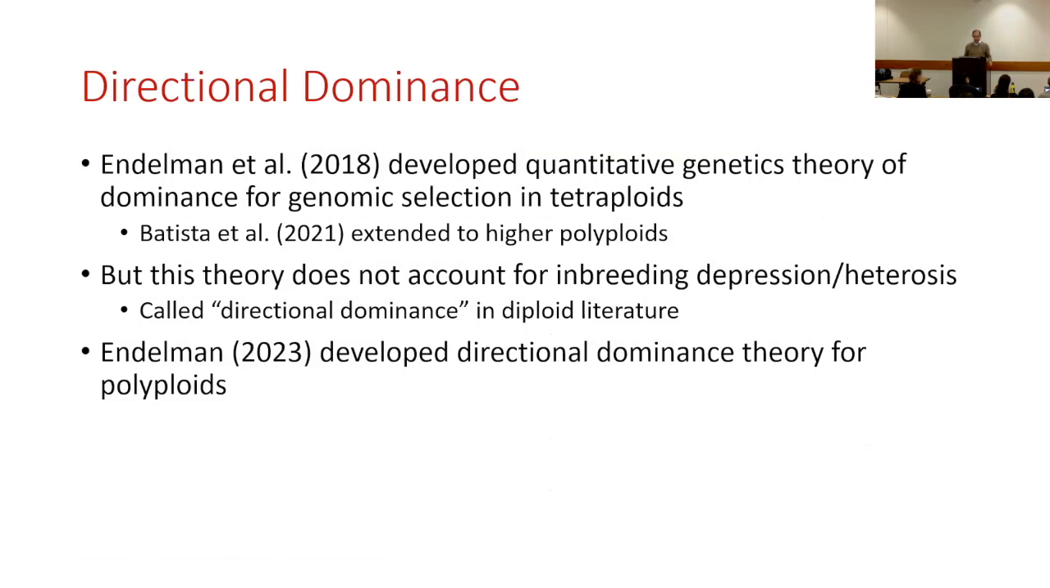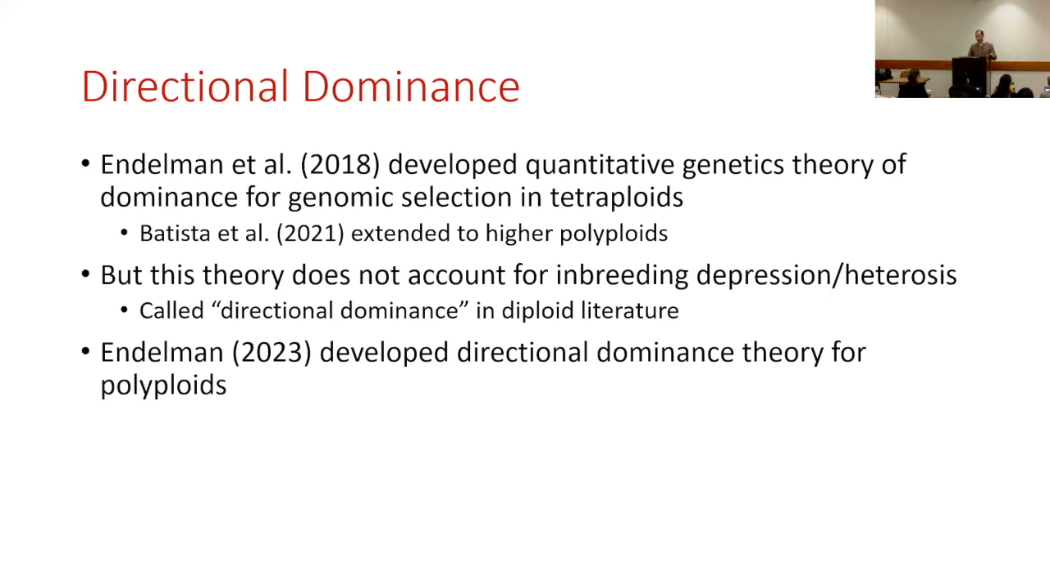So what is directional dominance? Up to this point in our community, we've really only talked about the dominance models that I helped to develop 5 years ago to show how you can take classical quantitative genetics theory and then apply it for dominance in genomic selection. That was for tetraploids, and then Lorena Batista and colleagues extended that to the higher polyploids a couple of years ago. But neither of these theories account for inbreeding depression or heterosis, which is something I didn't really appreciate at the time because the literature on this was really only just emerging in the diploids at the time.